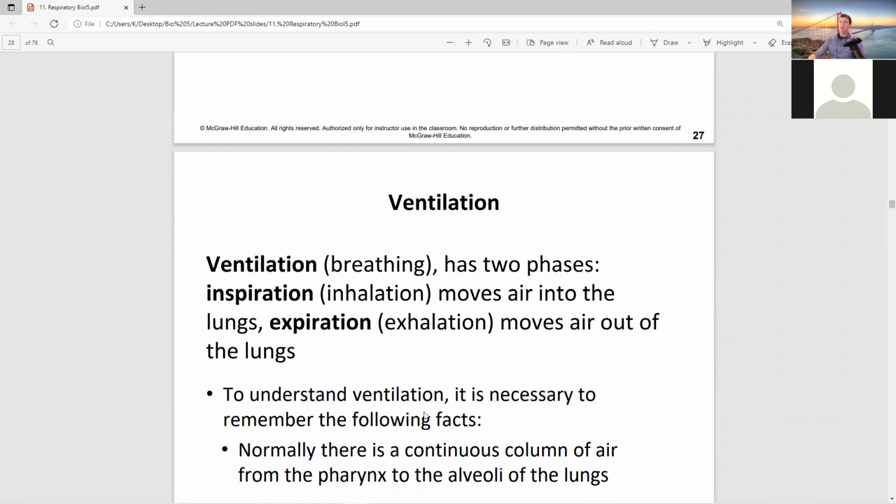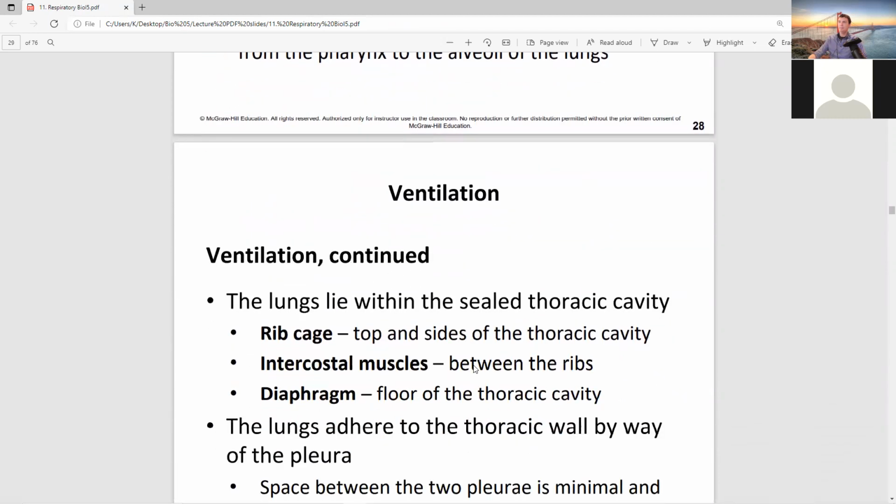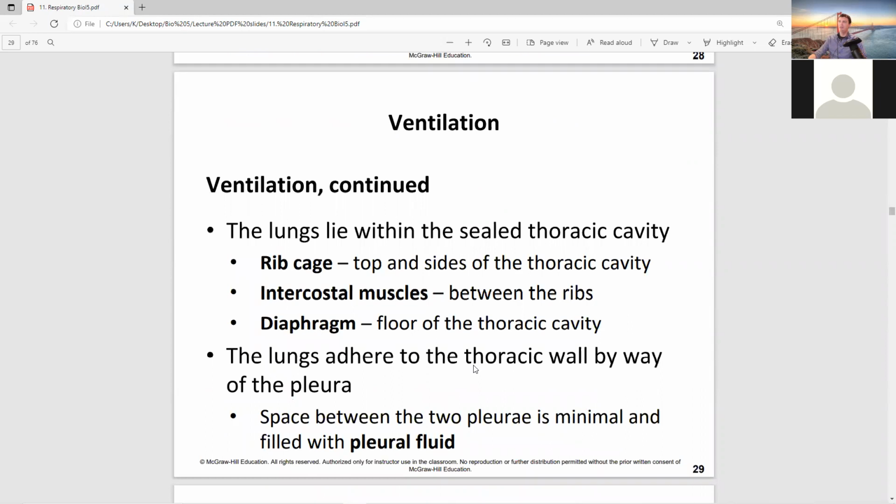You have inspiration, which is inhalation, moves air into the lungs, and then expiration or exhalation moves air out of the lungs. To understand ventilation, it is necessary to remember the following facts. Normally, there is a continuous column of air from the pharynx to the alveoli of the lungs. The lungs lie within the sealed thoracic cavity.